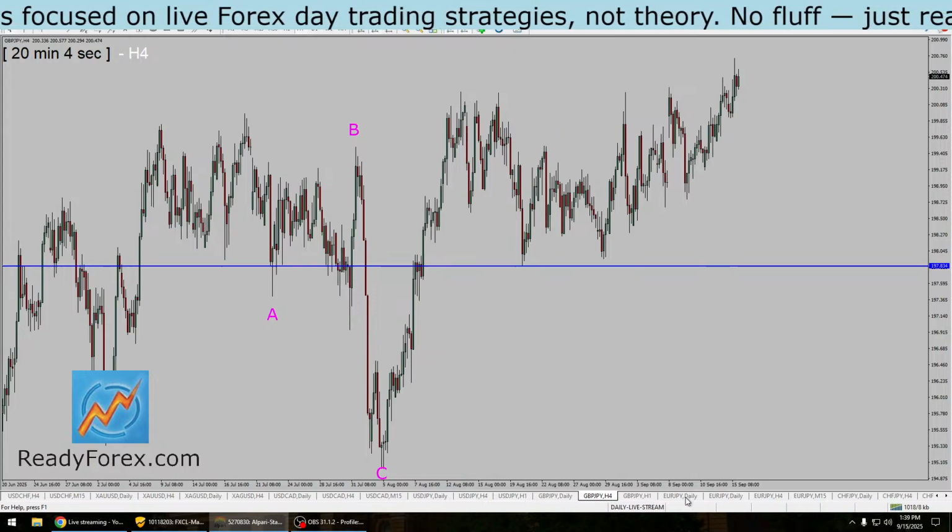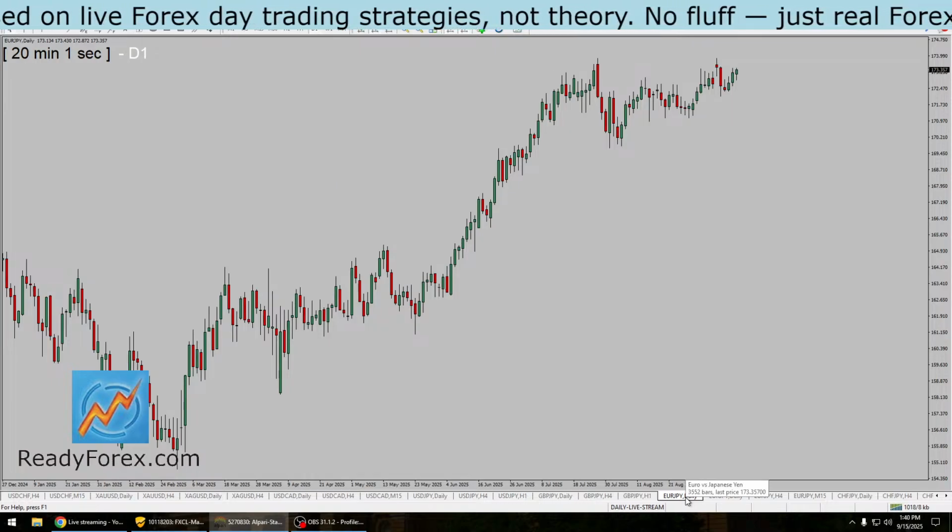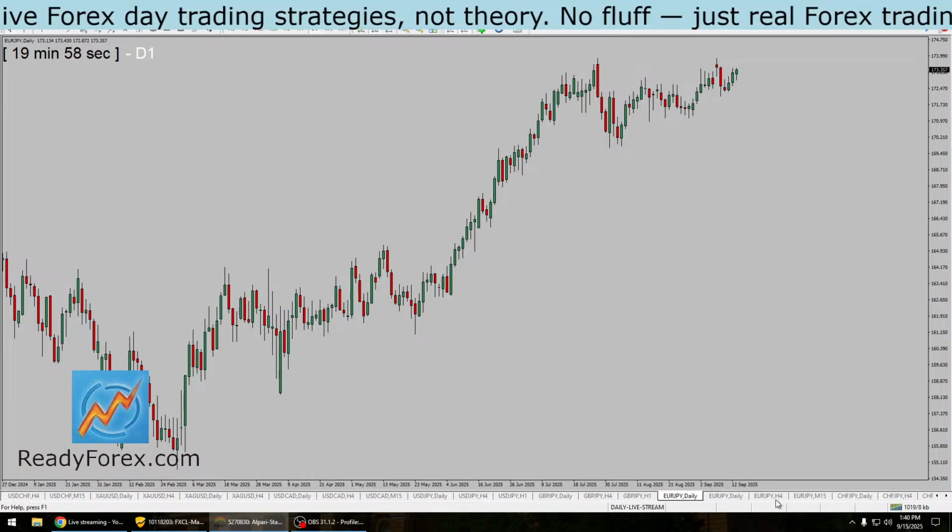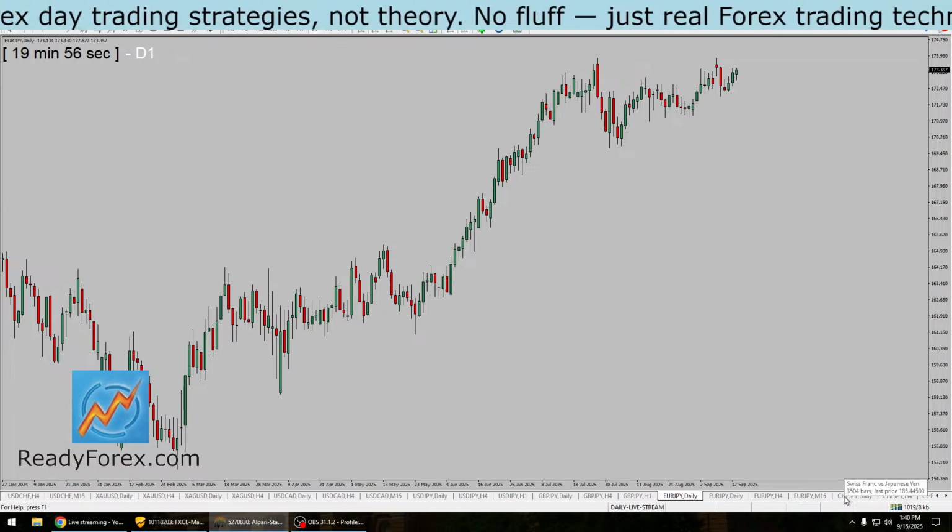Next one is the euro versus Japanese yen currency pair. Uptrend going on, and the way I see it, the market is going to rise up even further.